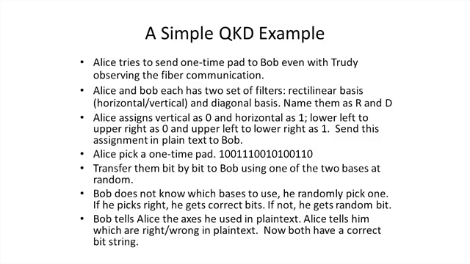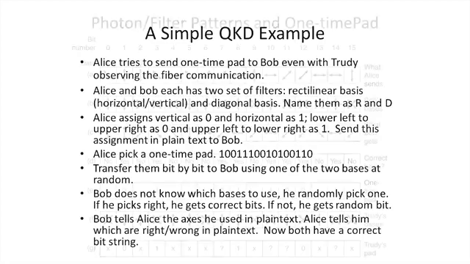Bob tells Alice, after the transmission, which filter type he used, either R type or D type, in plain text. Alice tells him which of them are right and which are wrong. Based on that, now they have the same understanding of which are the correct bits to use as a one-time pad.